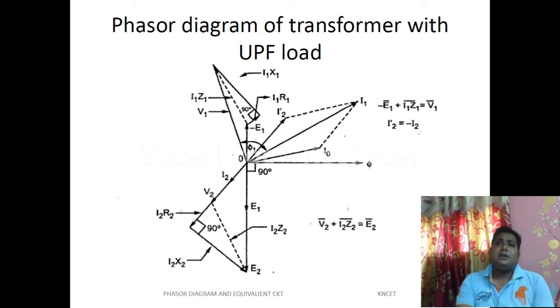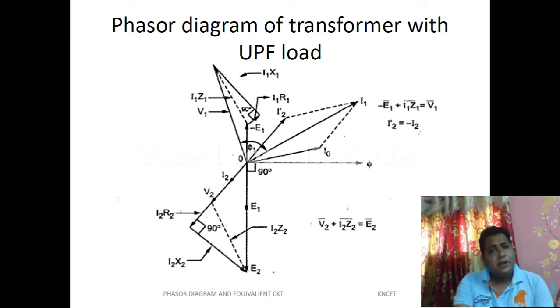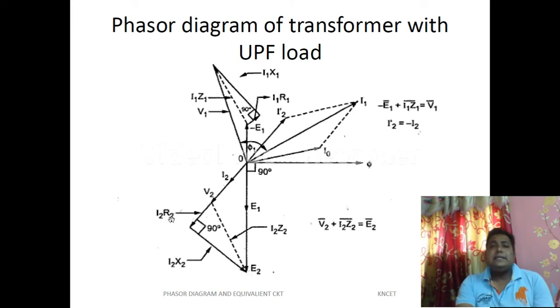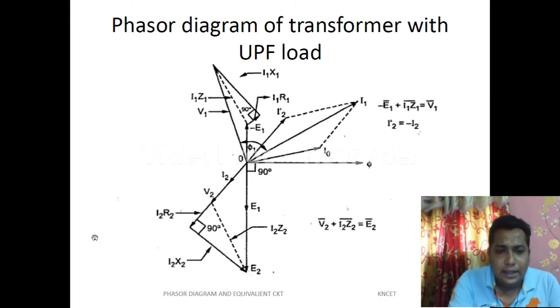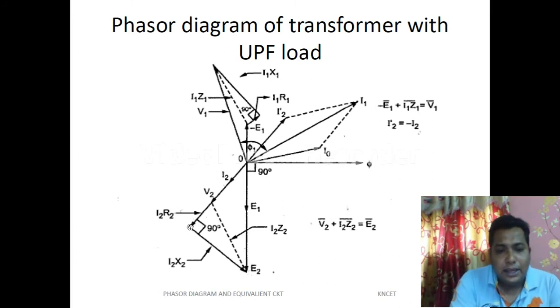Next component X2. This is the inductive component, reactive component. So when this I2 current is flowing through this X2, there will be again a drop I2X2. Now we can say that as it is an inductive property, this inductive voltage will lead the current by an angle of 90 degrees. So this is the I2 current axis, and from there this inductive voltage will lead by 90 degrees. That's why it is rotating in the anti-clockwise direction.